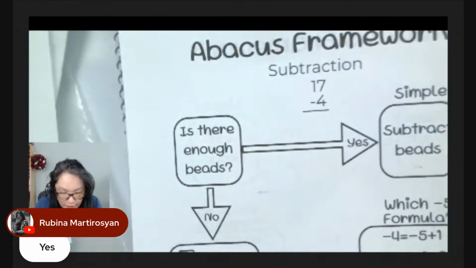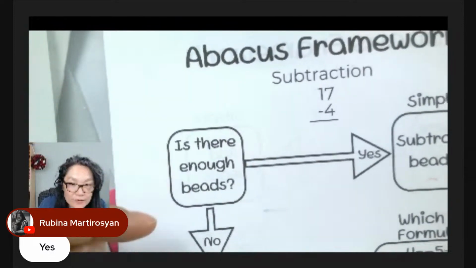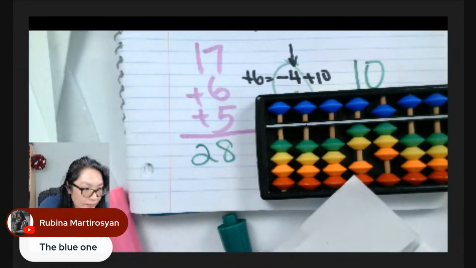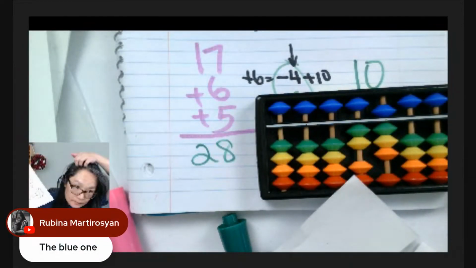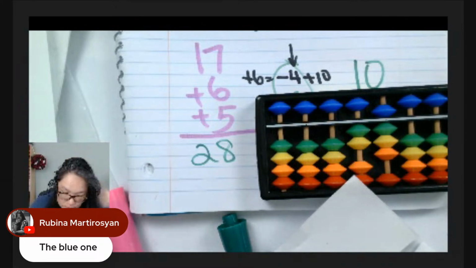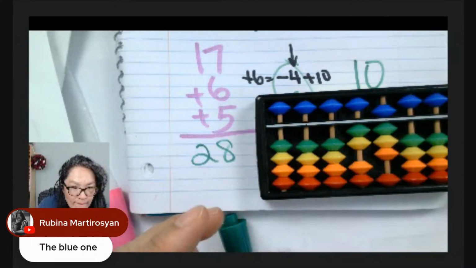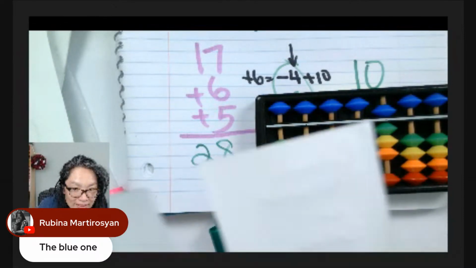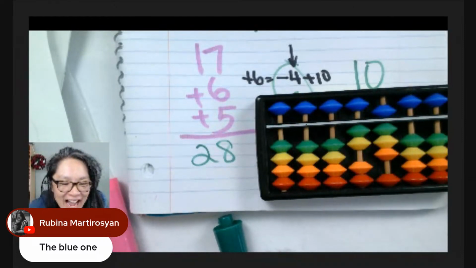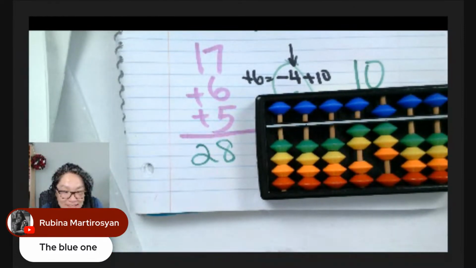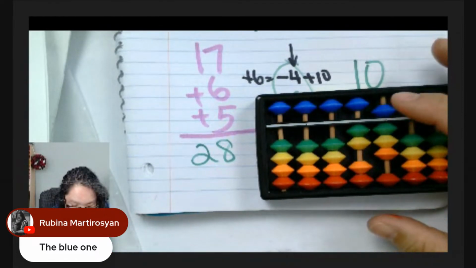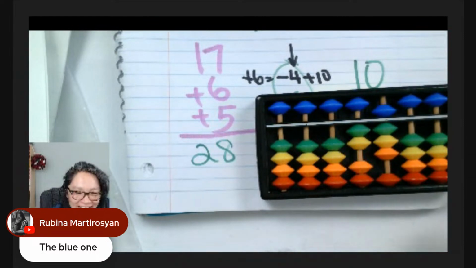It comes with the framework. It's part of my abacus framework. The blue one. The blue one? What blue one? I'm saying yes and no like a kid watches PBS Kids. Yes, it is. 5 is blue. Exactly. 5 is blue.